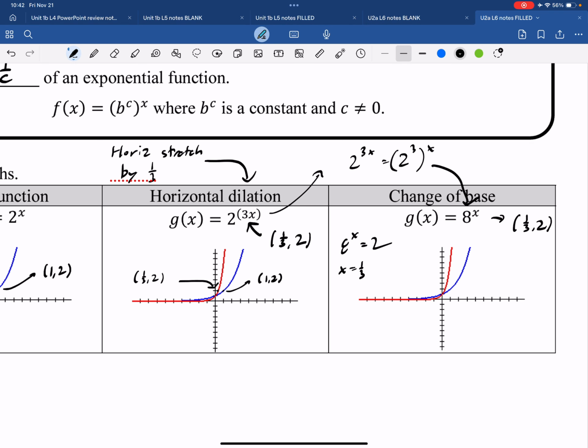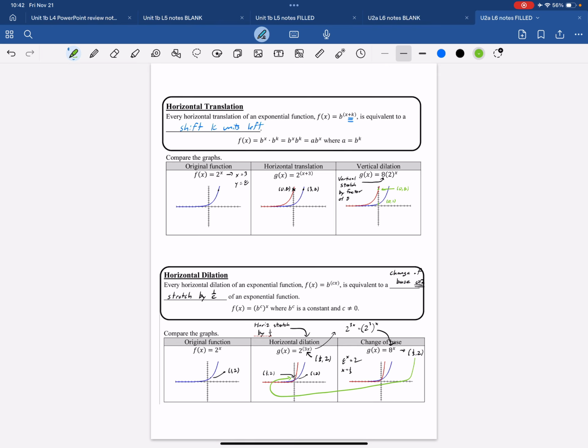So again, this is going to create the point 1/3, 2, which is the exact same point that we got over here. Okay, so hopefully that makes sense.